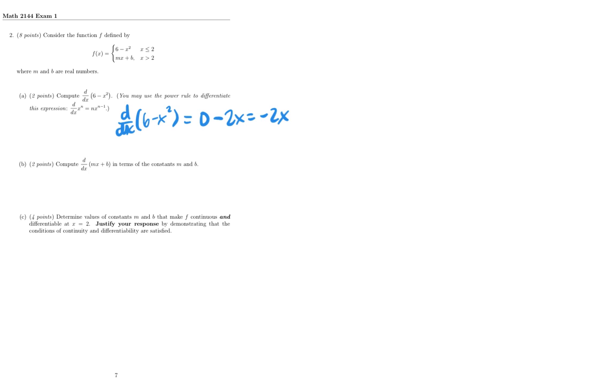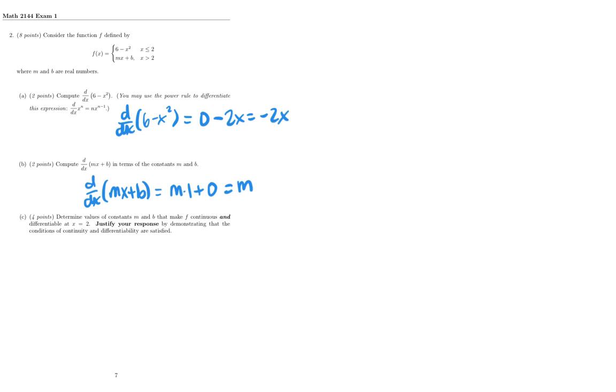Then it says compute the derivative of mx plus b in terms of the constants m and b. So the derivative with respect to x of mx plus b is just going to be m times the derivative of x, which is 1, plus the derivative of b, which is just a constant, so 0. So this is equal to m.